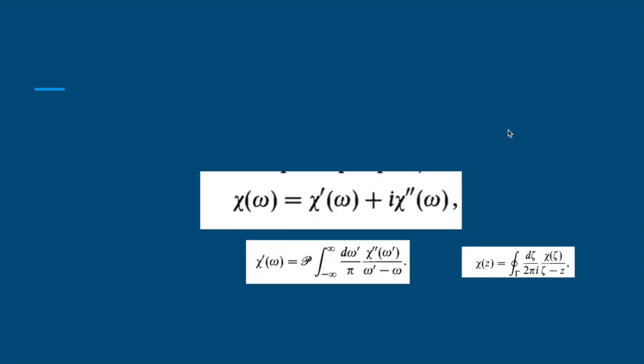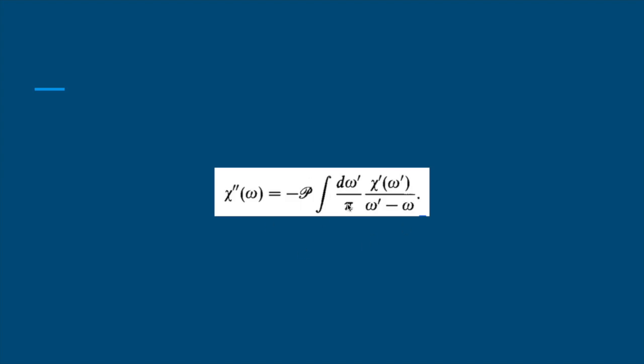Now coming to the Fourier transformed equations. So chi of omega is equal to chi dash of omega plus i chi double dash of omega. And we can relate chi dash and chi double dash with this relation, the Kramers-Kronig relation. It relates the real and imaginary parts of a complex function that's analytic in the upper half plane. So now from these equations, this and this, we can obtain this.